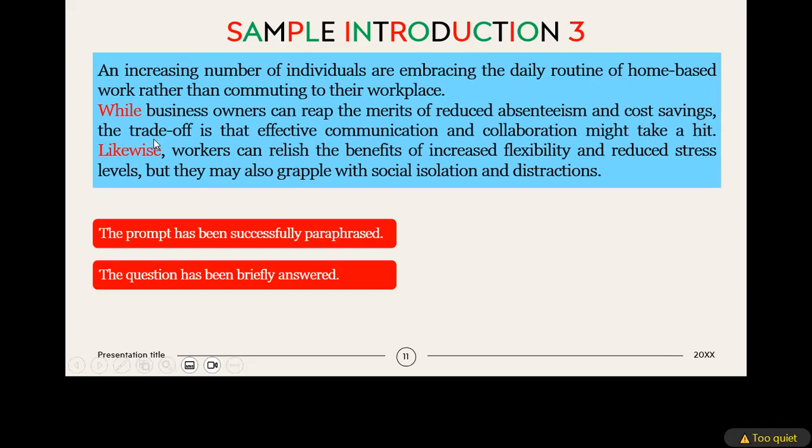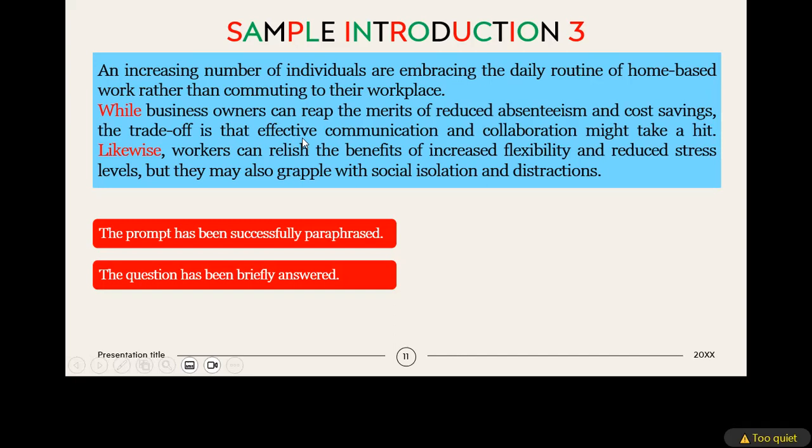Okay. The second question I answered the same way. For workers, they can relish the benefits of increased flexibility and reduced stress, but they may also grapple with social isolation and distraction. You see, so the answer to the question must be in the introduction. What am I going to do in the body? Well, I'm going to write two main body paragraphs: one about business owners or employers, and another paragraph about workers or staff or workforce, whatever we call them.